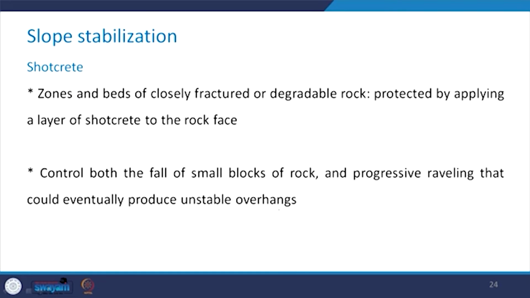The zones and the beds of closely fractured or degradable rock are protected by applying a layer of shotcrete to the rock face. Provision of the shotcrete controls both the fall of small blocks of rock and progressive raveling, which could eventually produce unstable overhangs. So, this shotcreting therefore becomes very important.